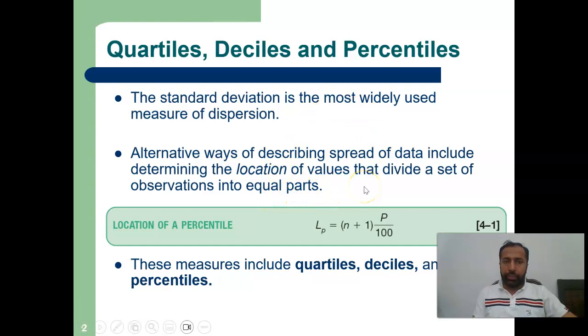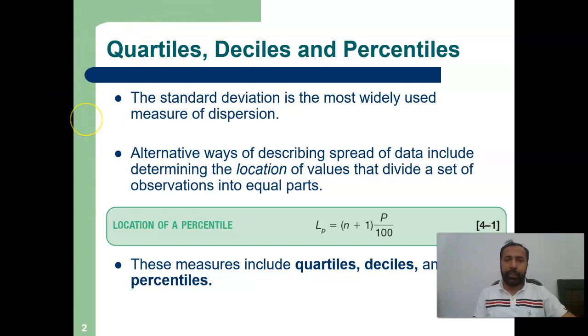Although the standard deviation is the most widely used measure of dispersion, a standard deviation does not divide the entire set of data into equal parts. So to know which value divides the set of data into equal parts, we need to understand the quartiles, deciles, and percentiles. As the name indicates, quartile means one quarter, so we divide the whole set of data into 4 equal parts, and we will call them quartile 1, quartile 2, quartile 3, and then quartile 4.